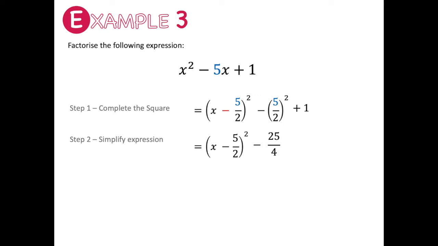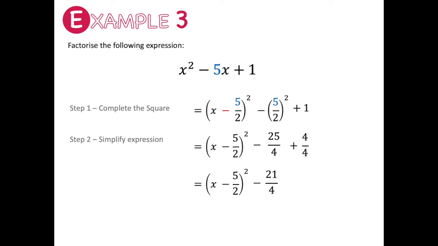Now, instead of putting plus 1 on the end, I'm going to convert that into a fraction with a denominator of 4. So that is going to be plus 4 over 4, because we know that 4 divided by 4 is equal to 1. So I multiplied 1 by 4 to get my numerator. So now I've got a set of fractions that have the same denominator. I can go ahead and simplify that. So x minus 5 over 2 squared, and then minus 25 over 4 plus 4 over 4 is going to equal minus 21 over 4.